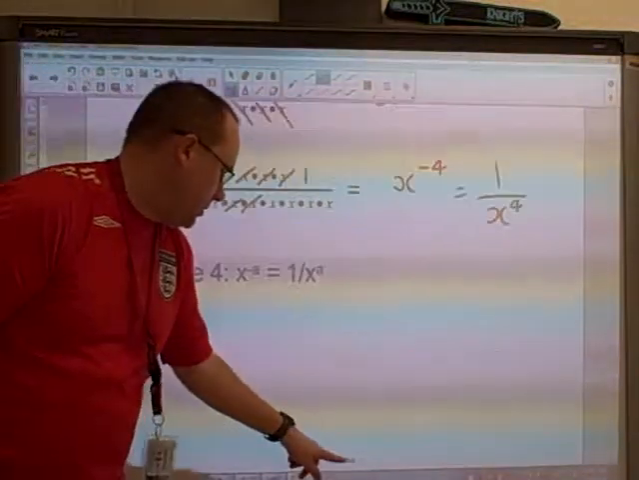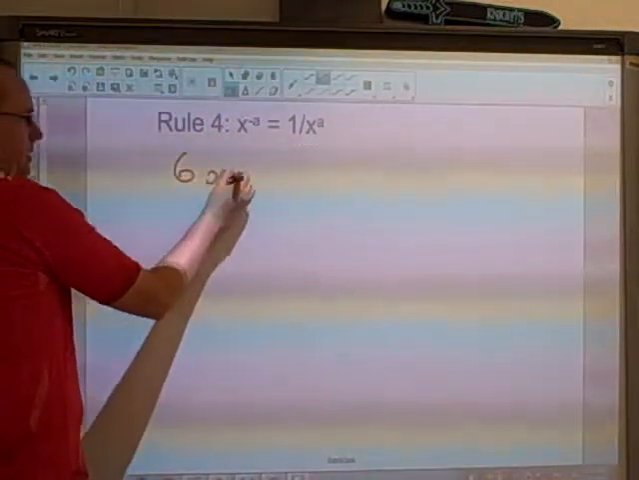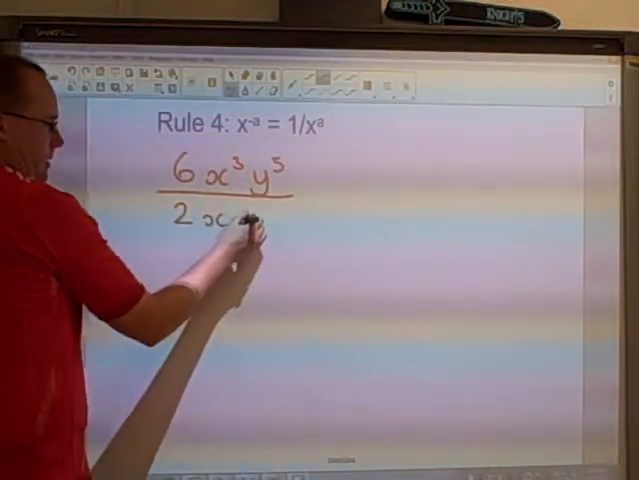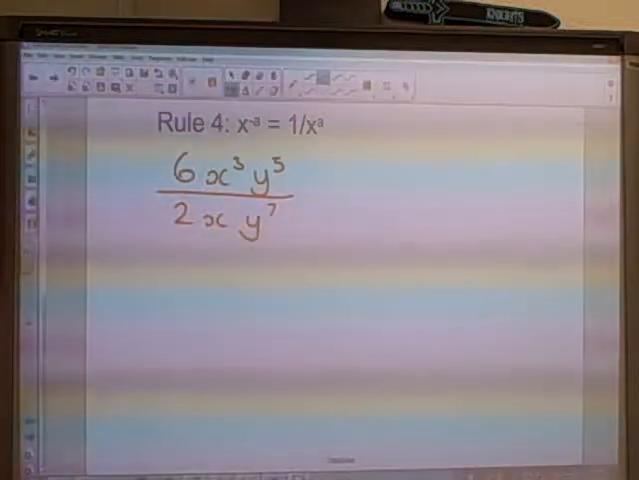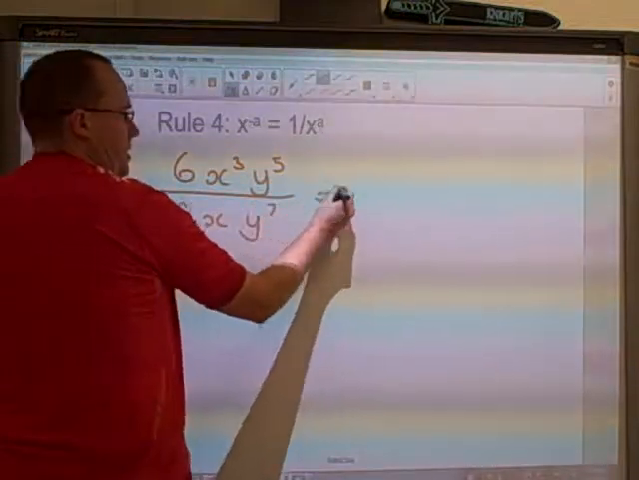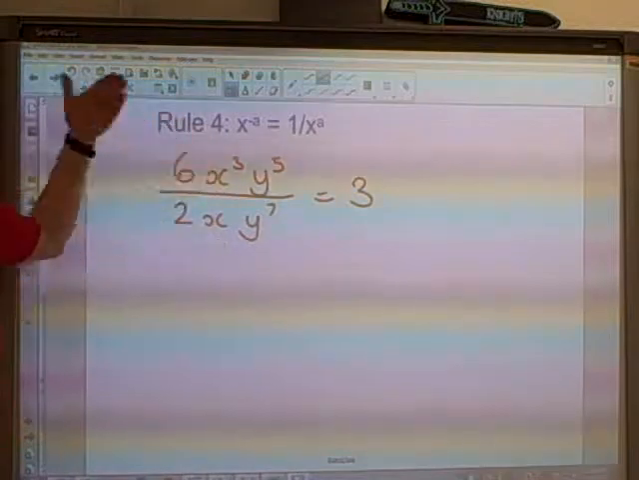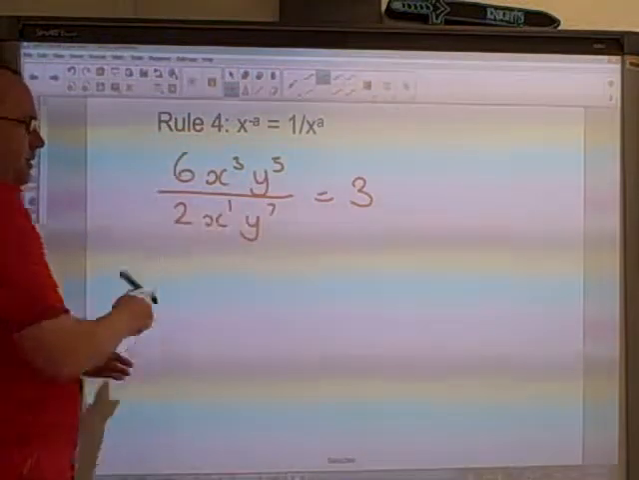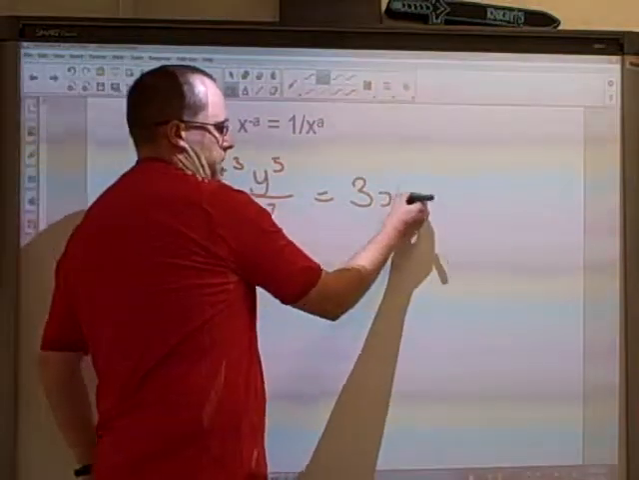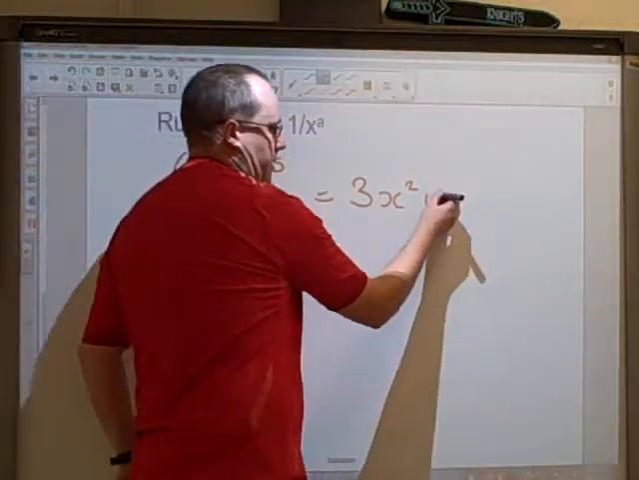Now, we can make these questions a little bit lengthier as well and combine what we just learned. So if I give you a question like this, for example, then if I was dividing this, I can say 6 divided by 2. So we're still doing numbers first and letters second in alphabetical order, and I've lined these up nicely. X cubed divided by x, well, if there's no exponent here, that means it's 1. So when we divide, we subtract the exponents. So 3 take away 1 is 2. And for our y's, 5 take away 7 is negative 2.